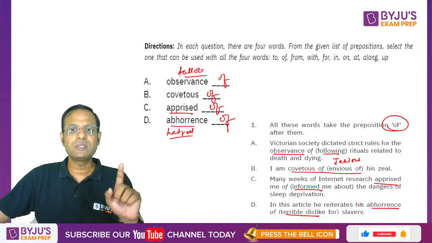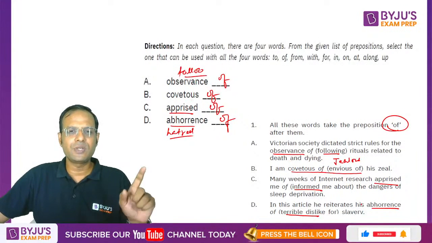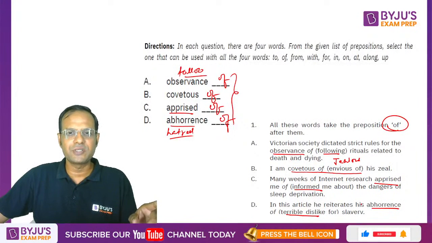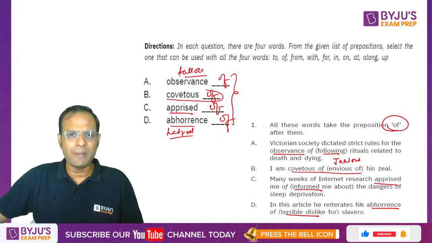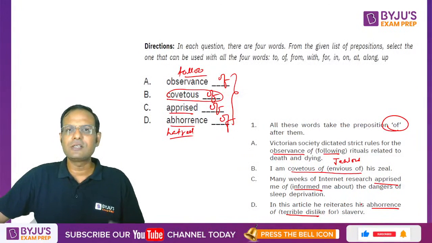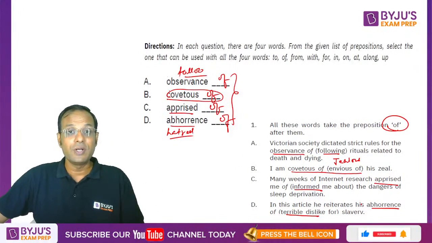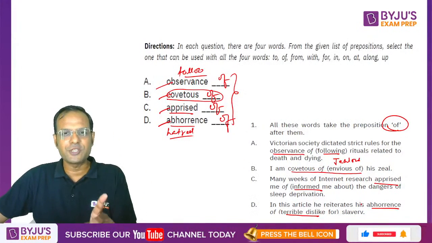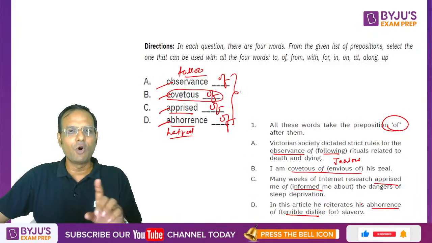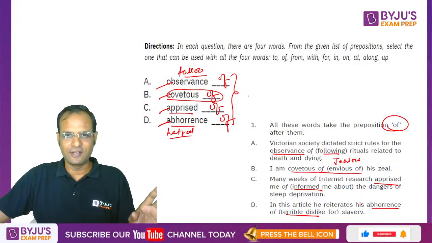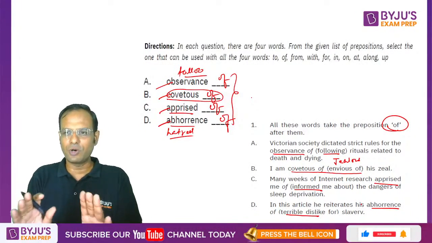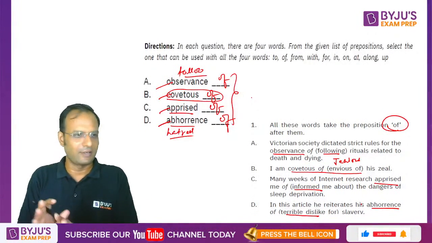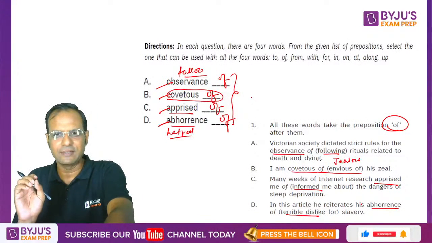So what are the words? Observance, covetous, apprised, abhorrence, and the preposition is of. So the trick was, if you could find out one preposition correctly, then the others will follow. So now you know that with all these words, you can use only one preposition, that is of. I hope you liked the quiz. Can we play one more? Can we have one more round of the same quiz? Ready for the game? All right.